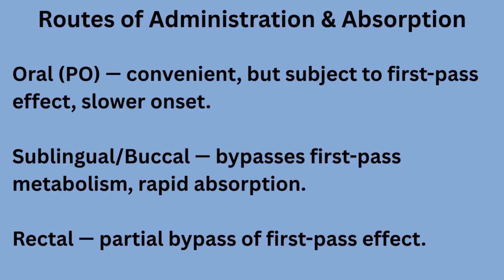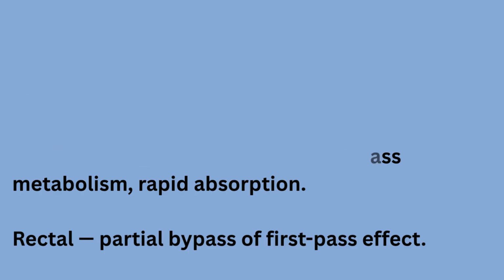Rectal administration partially bypasses first-pass metabolism. Not completely, but partially, since only part of the rectal venous drainage bypasses the liver.